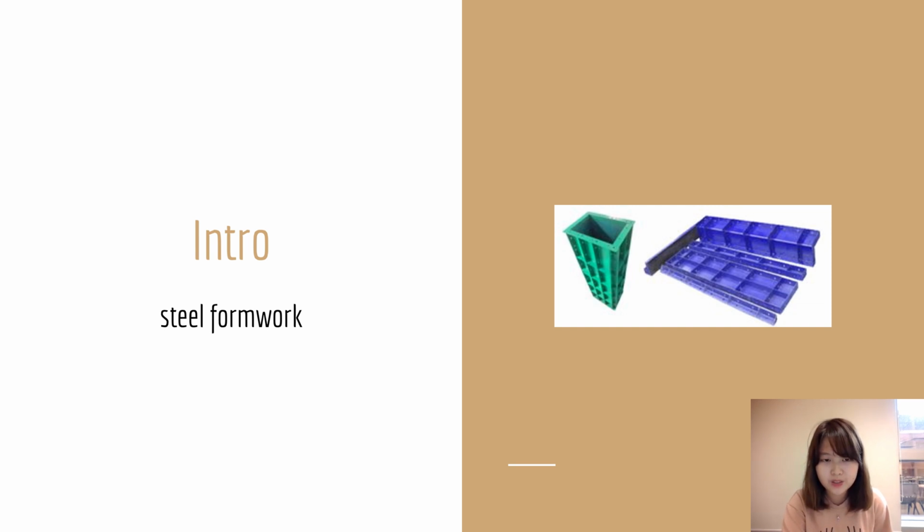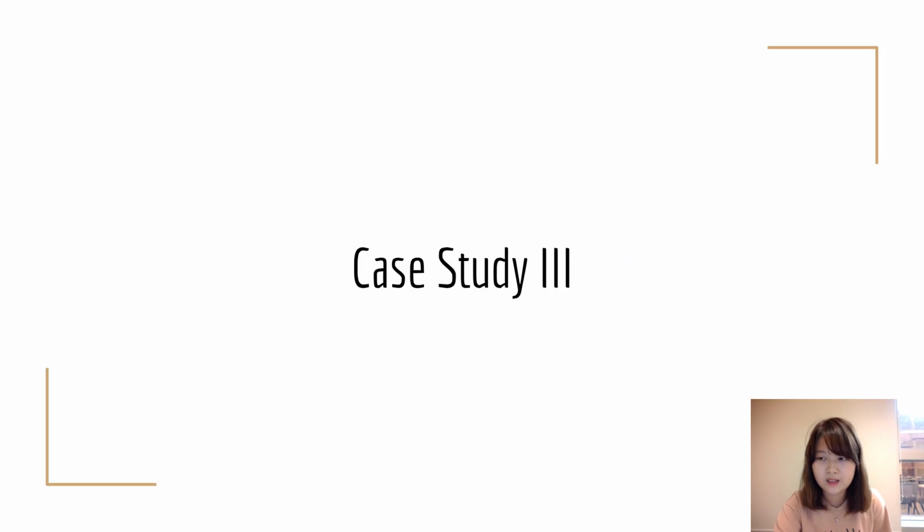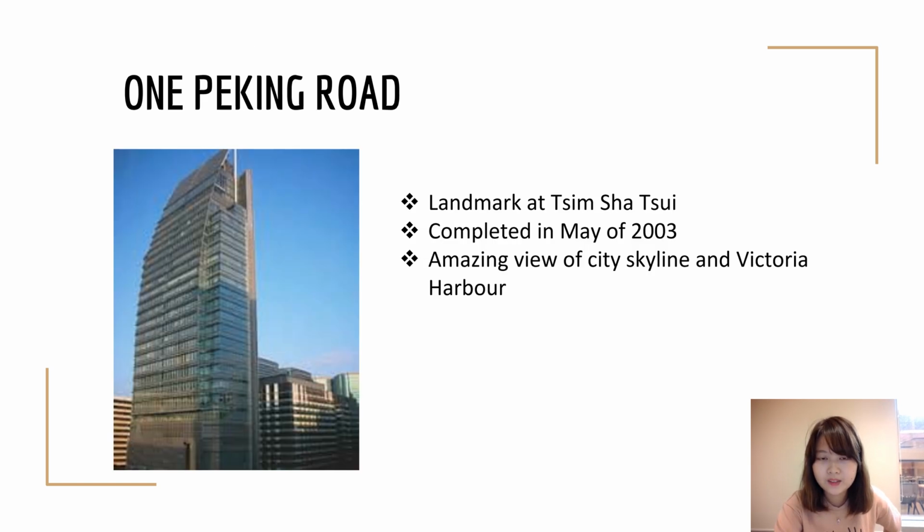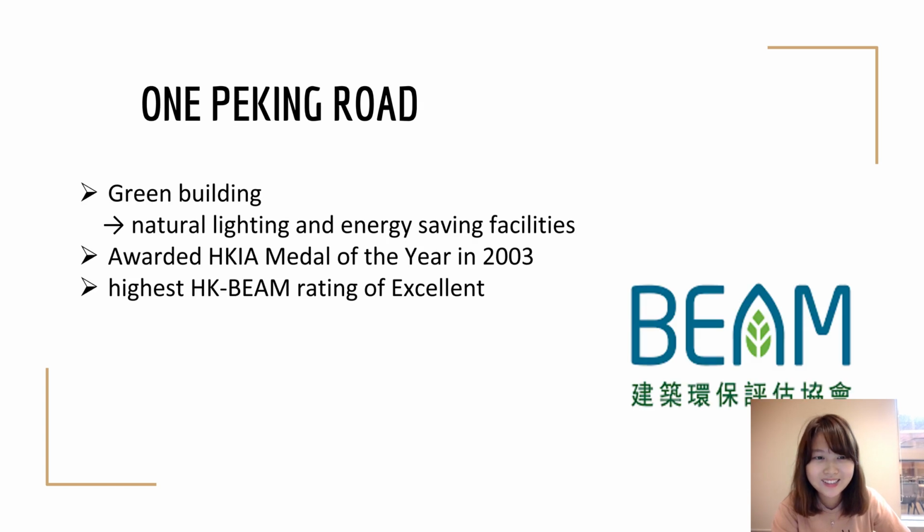The last material we're going to talk about is the steel formwork. In this case study, we will talk about One Peking Road. This is a landmark at Tsim Sha Tsui and is completed in 2003. It has an amazing view of city skyline and Victoria Harbour. This construction is a green building which provides natural lighting and energy-saving facilities. It is awarded the HKIA Medal of the Year in 2003.